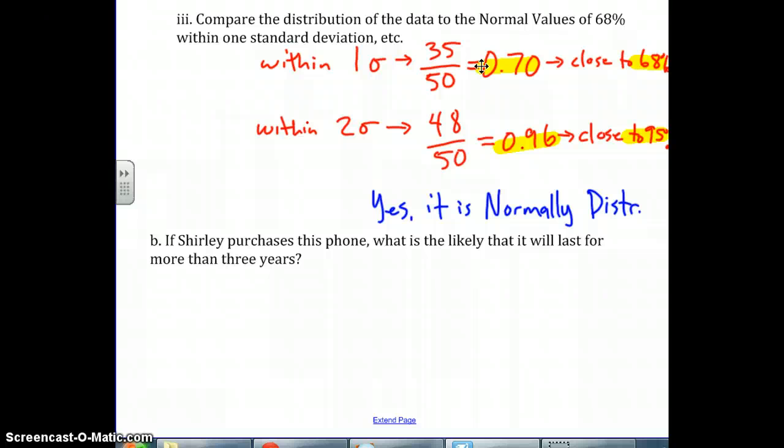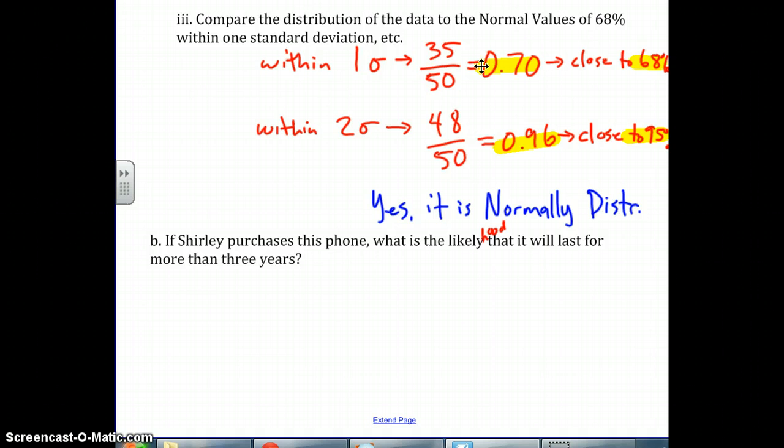Okay, so I know this is taking a while here. Going on to part B. If Shirley purchases this phone, what is the likelihood that it will last for more than 3 years? Okay, so more than 3 years.